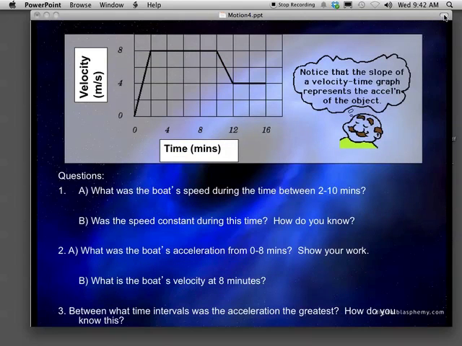This is the same graph. Now we just have a few questions. This is kind of what your homework's going to be like. What was this boat's speed between minutes 2 to 10? Is that 8 meters per second? Yes, it was 8 meters per second.